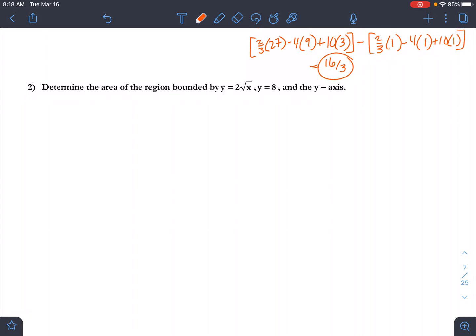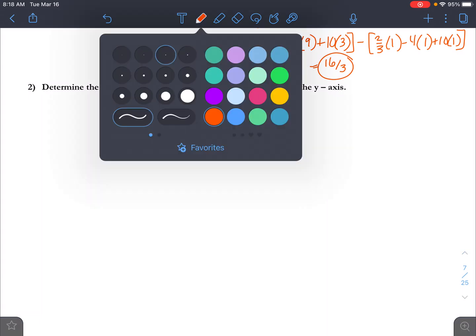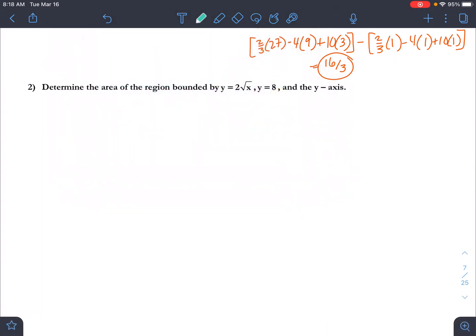So here's one we're going to actually have to draw. We're going to try two more, and both of them will have to do a little bit of sketching. You should understand what these functions look like. You don't have to graph it on a beautiful coordinate plane, 10 by 10, with every point. But we need to know some key characteristics here in order to do this. So it says bounded by y equals 2 square root of x, y equals 8, and the y-axis.